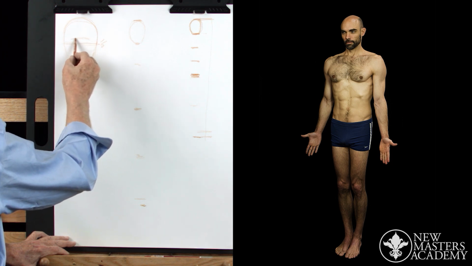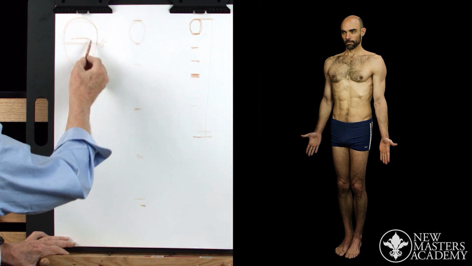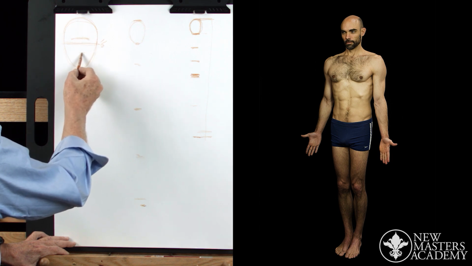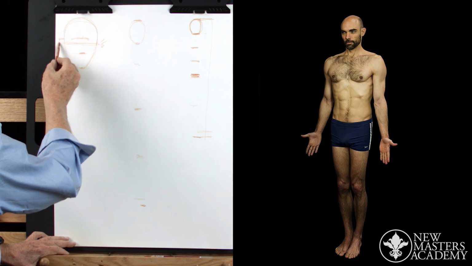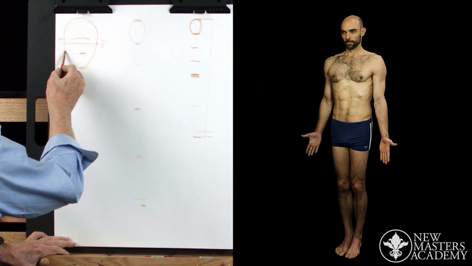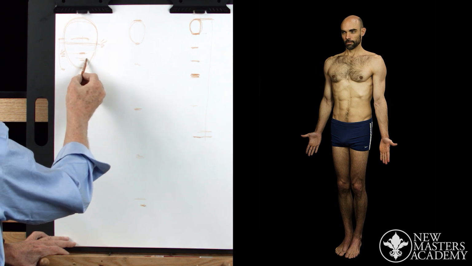Brow, you just have to learn to see that. The distance between the chin and the brow, halfway, is the bottom of the nose. So that's another halfway proportion. Then we have the bottom of the lower lip, not the opening of the mouth. The opening of the mouth is above that.